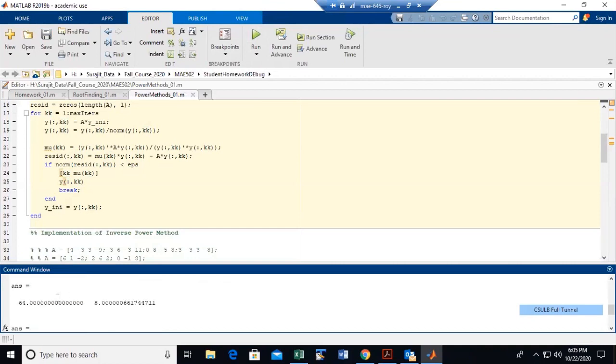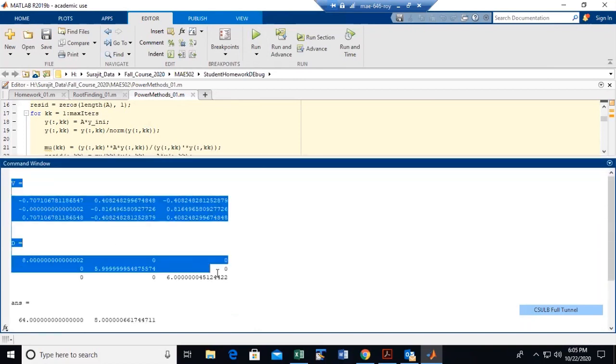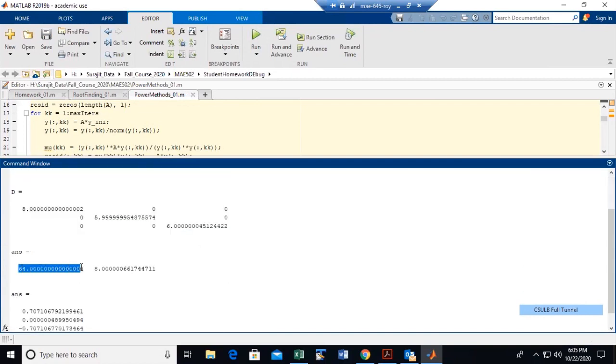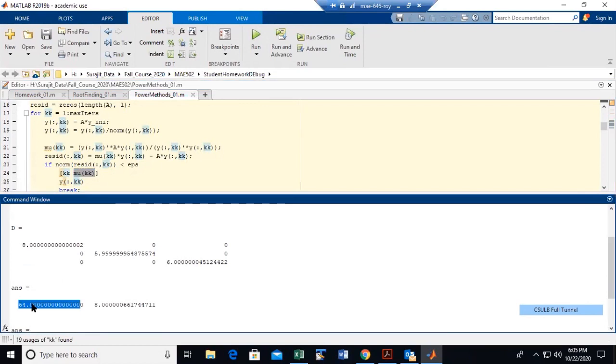what do I get? V and D are what MATLAB has computed. And the second thing thereafter, what we are seeing here, is that after 64 iterations, because the output is 64, the KK number of iterations, it found the eigenvalue as 8.0000 something 66. So it is very close to your actual eigenvalue, which is 8. Do you see what I'm saying here? Yes, Professor.